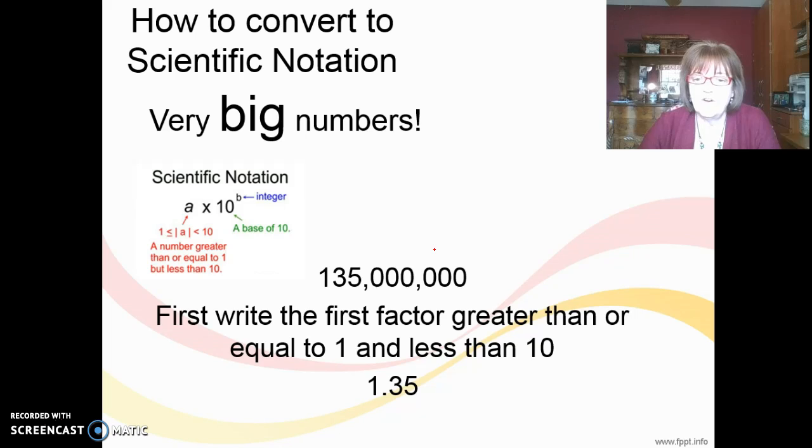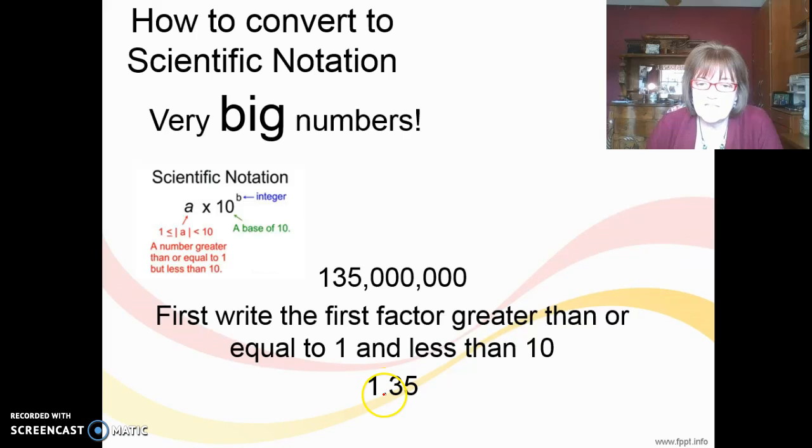Now, let's talk about converting scientific notation of very big numbers. And I've already said very big numbers have a positive exponent. So the first step for writing a number in scientific notation is always the same whether it's a big number or a small number. The first thing you're going to do is take your digits, whatever they are, and turn them into a factor, a number that is at least equal to 1 but less than 10. So you're going to think about where I can put my decimal point to make a number between 1 and 10.